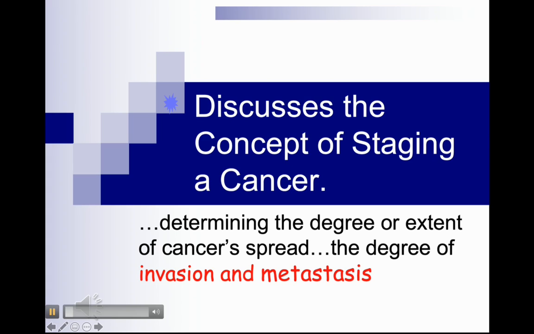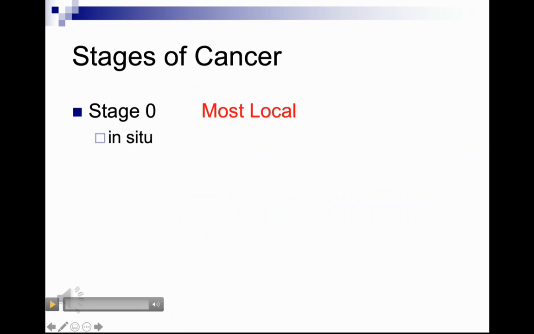When we talk about where a cancer is found in the body or how far it is spread, we call that the stage. Staging is determining the degree or the extent of cancer spread, the degree of invasion, and the degree of metastasis. Staging is the degree of anatomical spread. So stage 0, which is in situ, would be most local. It's all above the basement membrane, pre-invasive, stage 0.